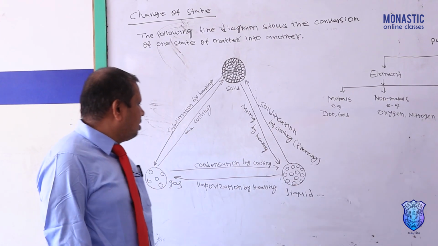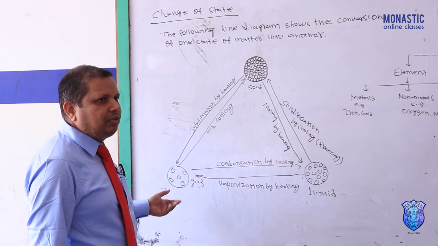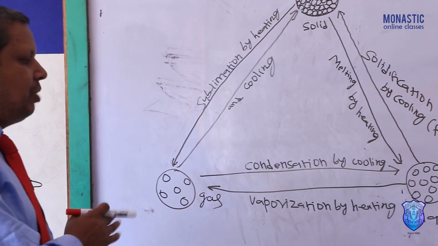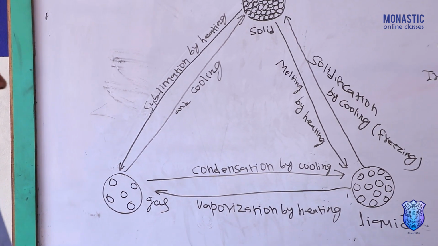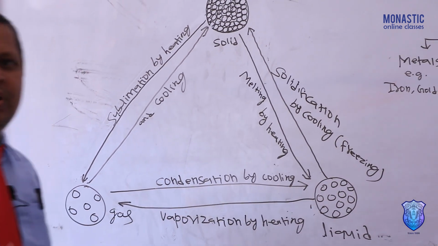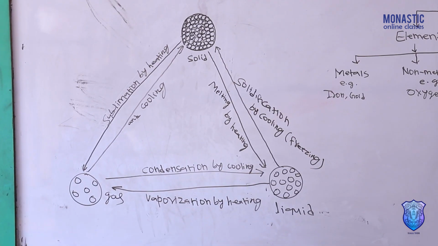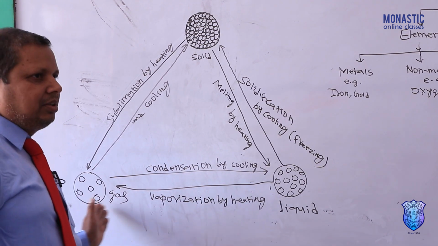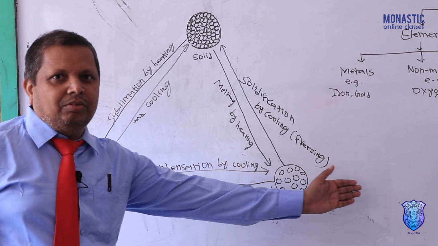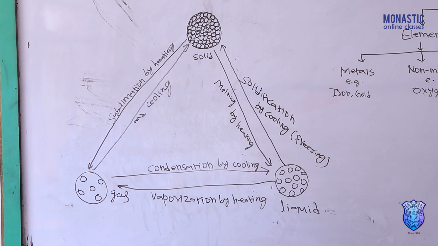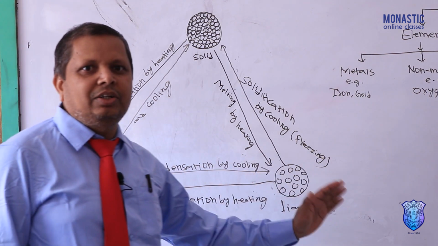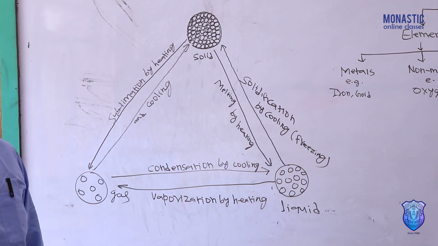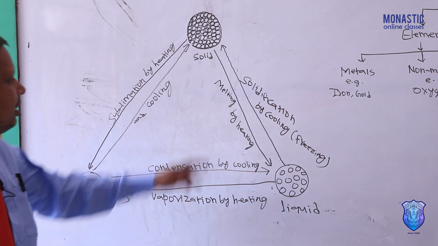Again, this liquid on heating changes into gas. It means the conversion of a liquid into a vapor on heating is known as vaporization. The conversion of a gas into a liquid by cooling is known as condensation. It means matter can change from one state to another state.